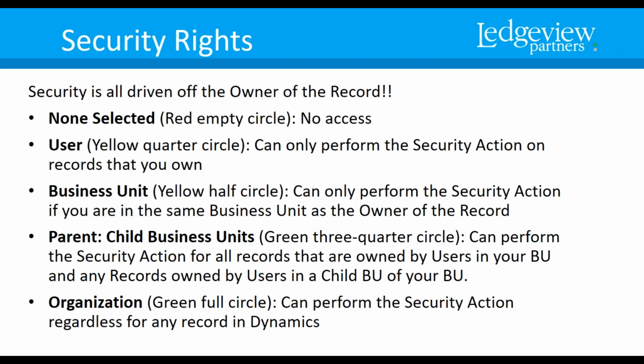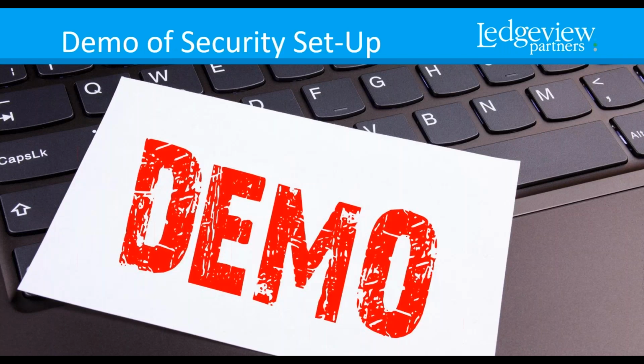Organization, we call this green wide open. Basically, it means you can perform the security action for any record in Dynamics because it's green, it's wide open. Doesn't matter who owns it, because you have access to make the change for any record in the organization. Okay, now let's jump into Dynamics 365 and I'm going to show you security setup and explain how all of this works together.